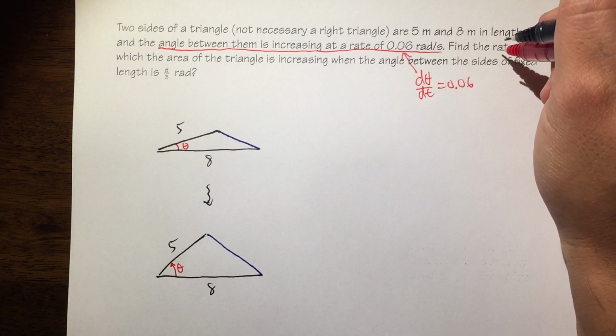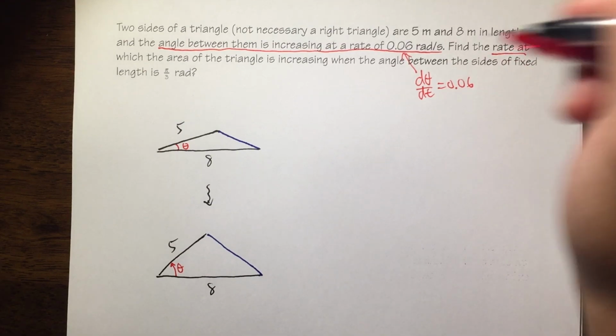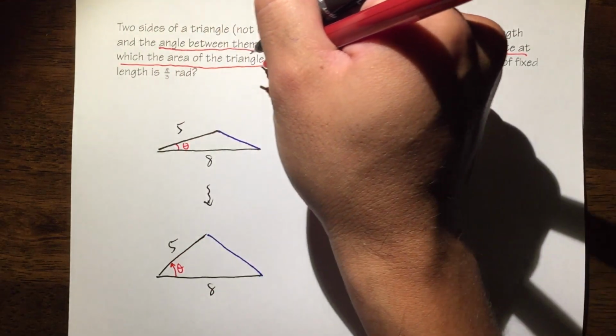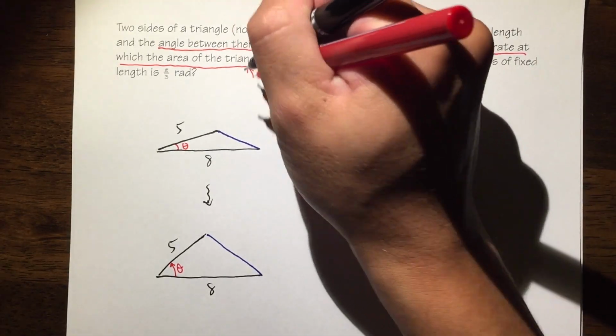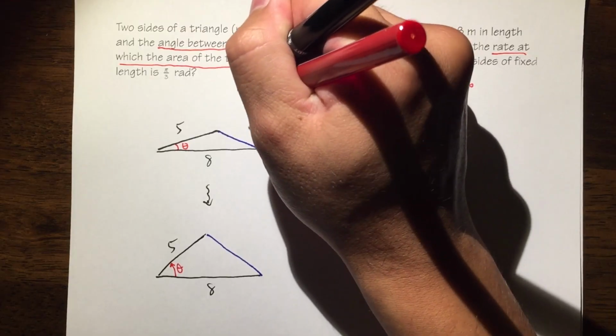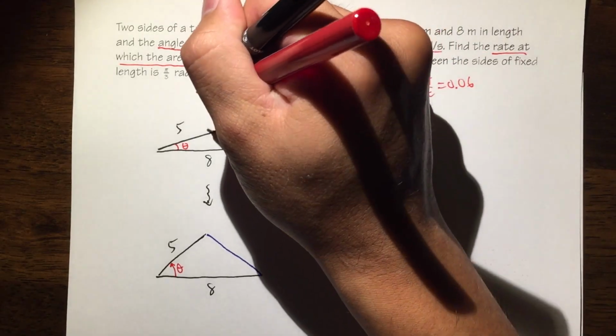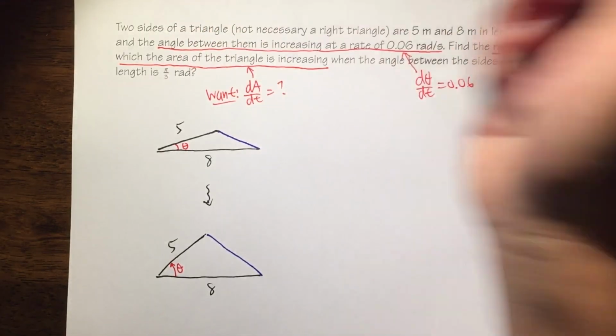Now we also want to find out the rate at which the area of the triangle is increasing. So what we want to find out is dA/dt is equal to what? This is what we want.